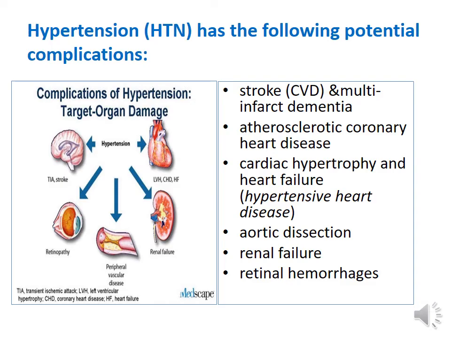So uncontrolled hypertension of any underlying etiology can lead to the following complications, or what we call target organ damage. It can lead to stroke and multi-infarct dementia. It can lead to atherosclerotic coronary heart disease and progression of this atherosclerosis. It can lead to cardiac hypertrophy and consequently heart failure, or what we call hypertensive heart disease. It might also affect the aorta, leading to aortic dissection. This condition will be discussed later. It can lead to renal failure and retinal hemorrhages.